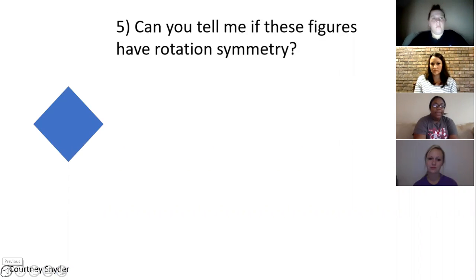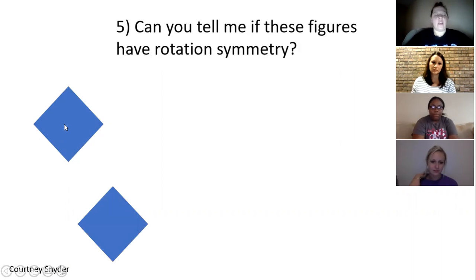Courtney, can you tell me if these figures have rotational symmetry? I sure can. Rotational symmetry is when we take this diamond or rhombus right here, grab it by this point and turn it 180 degrees to where the point was up here. If the figure would look exactly the same as it does now, it has rotational symmetry. So if we took this rhombus and turned it, it would look exactly the same. So we know this figure does have rotational symmetry.